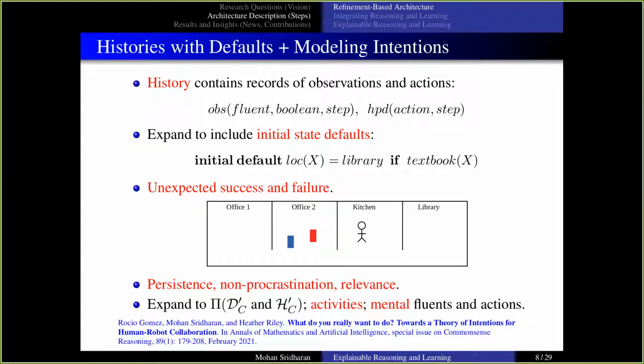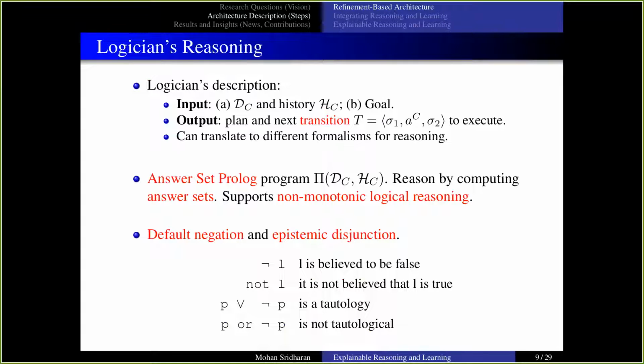Now, from this coarser resolution, from the representation, we should be able to reason. And to reason, if it was not clear to you already from some of the syntax you've seen before, we translate this to an answer set prolog program. It is translated automatically. And then you reason by computing answer sets. And of course, we know in this audience this notion of non-monotonic logical reasoning. And it supports these nice concepts of default negation and epistemic disjunction. So the agent only believes that which it is forced to believe. So something being not believed does not mean that it's false. It's just that it's not believed to be true.